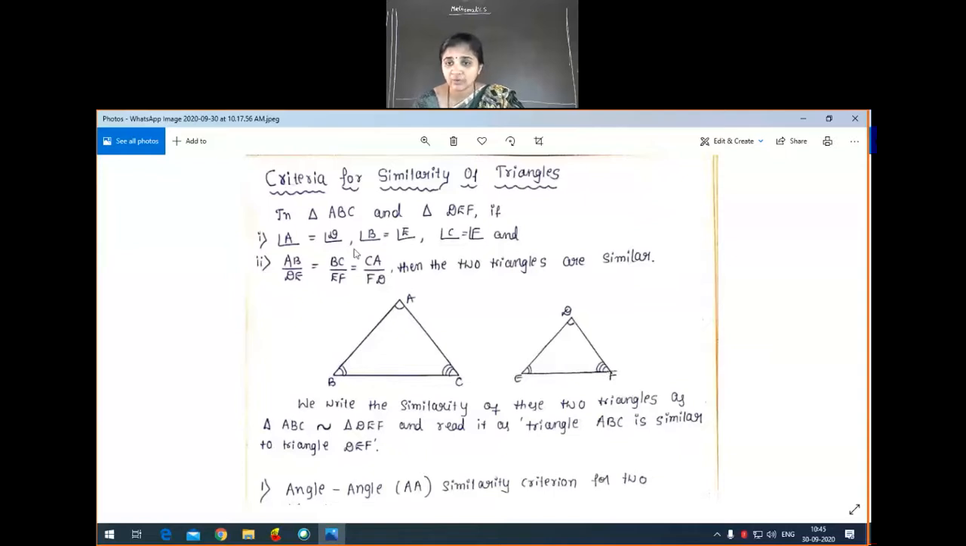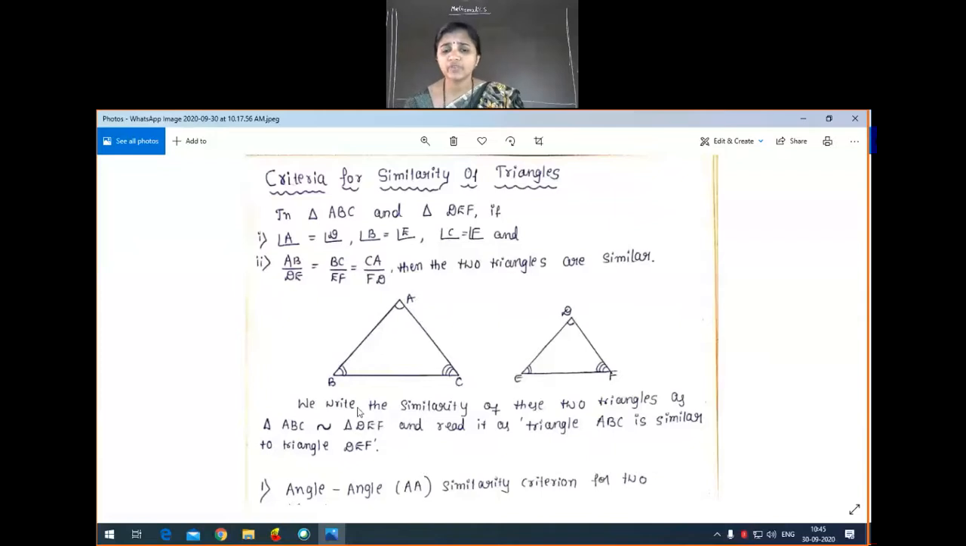One more condition for the similarity of triangles is that corresponding sides are in proportion, that is, corresponding sides are in the same ratio. For AB, the corresponding side is DE. That means AB divided by DE equals BC divided by EF equals AC divided by DF. These are the 2 main conditions for the similarity of triangles.